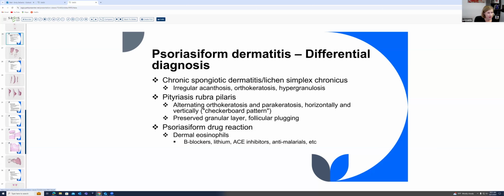Psoriasiform drug reactions are also fairly common, and in these we would see dermal eosinophils, and psoriasiform drug reactions are associated with a few medications that I've listed here.